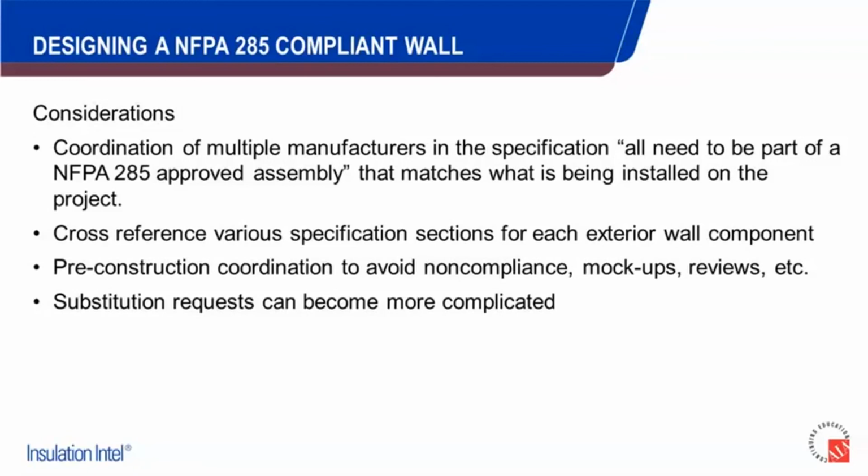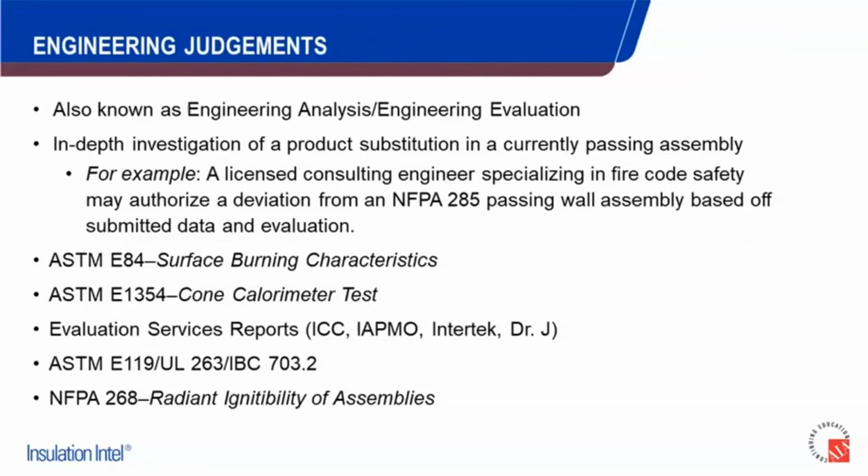So making sure you're understanding if there are mock-ups or pre-construction meetings that need to take place to really understand that, as well as substitution requests, right? That can start becoming a little more complicated as well. And do we even want to deviate from the test in the first place, right? So maybe it's a new product on the market that we really want to use, no one's tested it yet, or it's for whatever cost purposes or number of different reasons. We've got an assembly that we like, everything's compliant, but one or two things we want to tweak. That's going down the engineering judgment route.